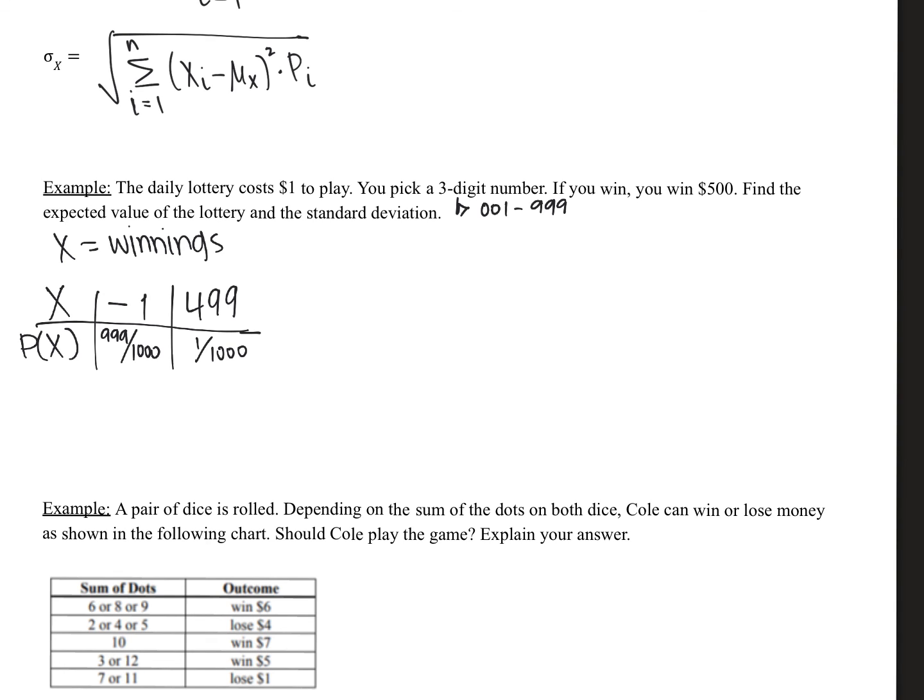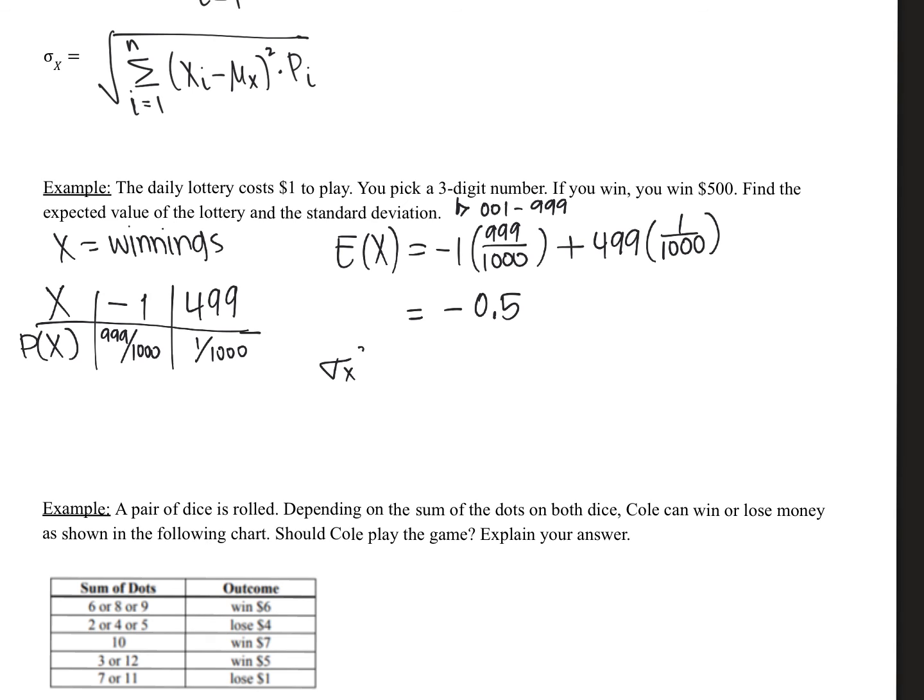So our expected outcome. We have -1 times 999 over 1,000 plus 499 times 1 over 1,000, which when we plug into the calculator is -0.5. So we're actually expected to lose, on average, 50 cents. So it does not pay to play the lottery, where your only outcome is either you win $500 or you don't.